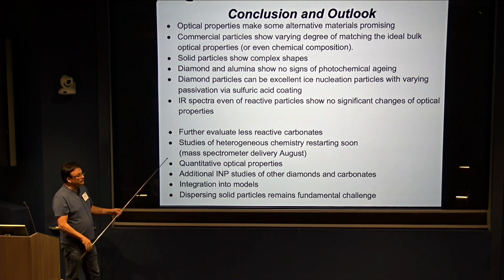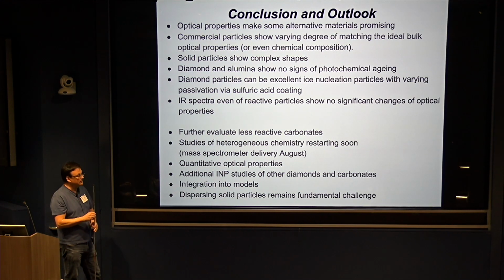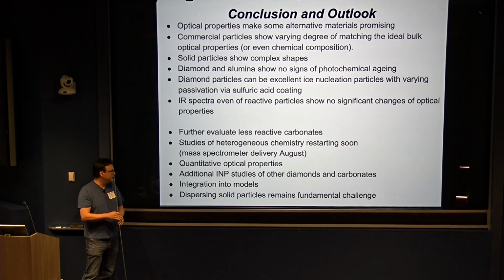We really need to quantify the optical properties. What I've shown you so far was all qualitative. What we need are quantitative values to put into models, right? And that's one of the next steps. We're going to do additional ice nucleation property studies together with the KIT team of other diamonds and carbonates. And again, we really should be giving these to other people as well.